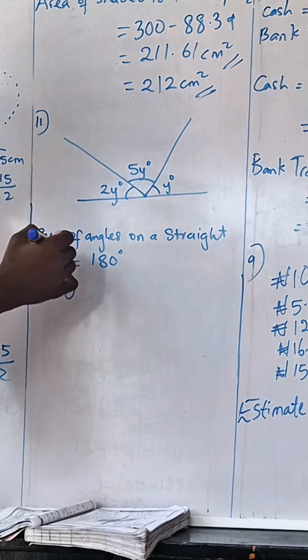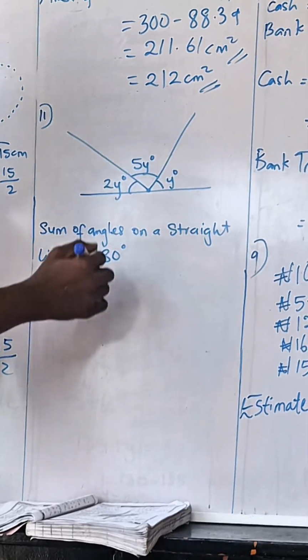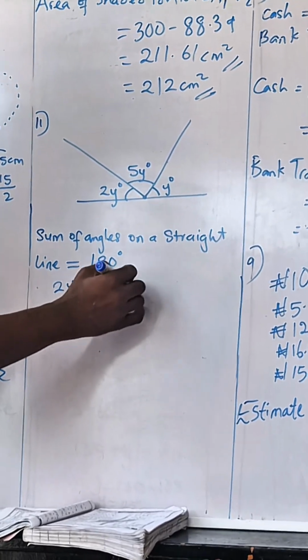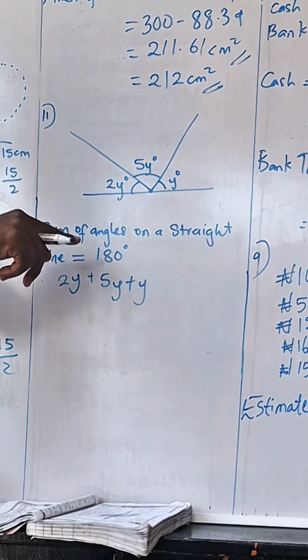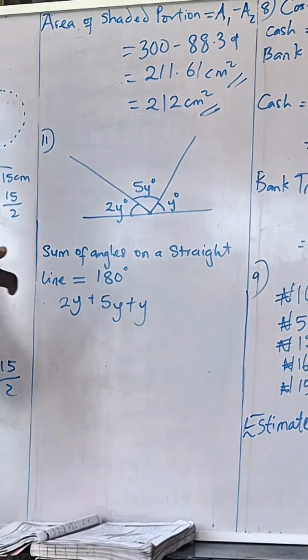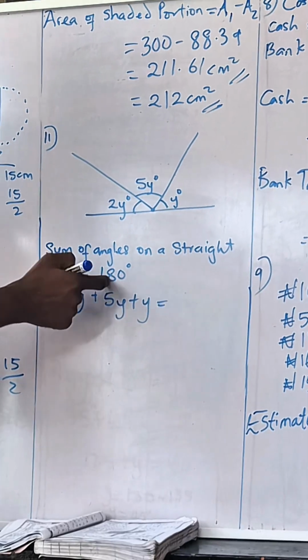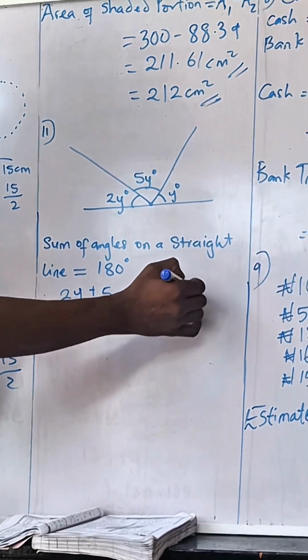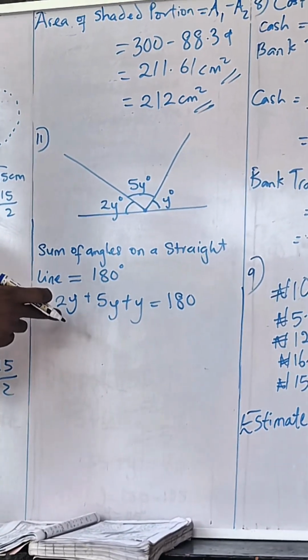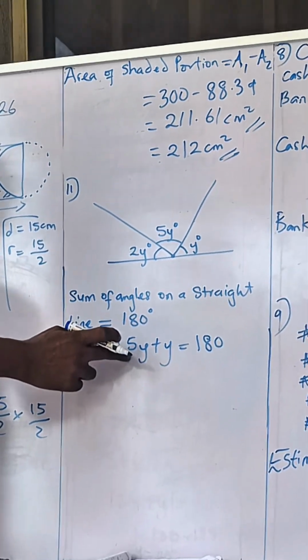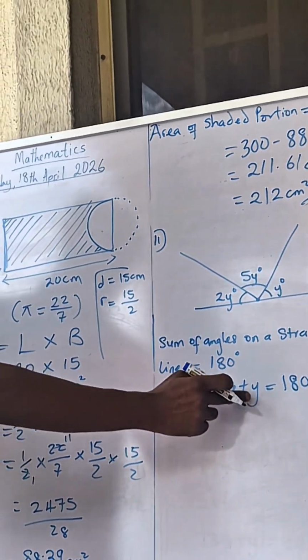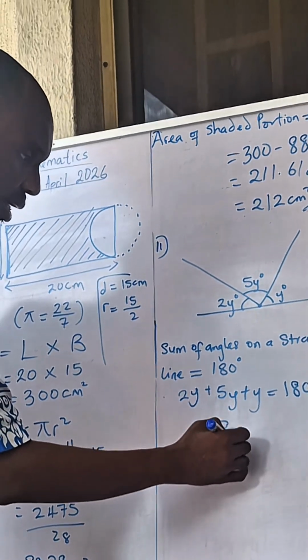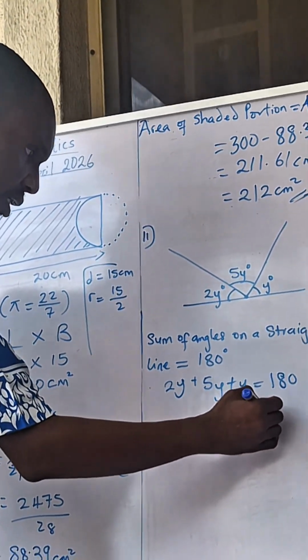Okay, so 2y plus 5y plus y. Why am I adding them? Because it says the sum of angles. So this gives me what? 180. Good. 2y plus 5y gives me what? And then plus y. So you have 8y is equal to 180.